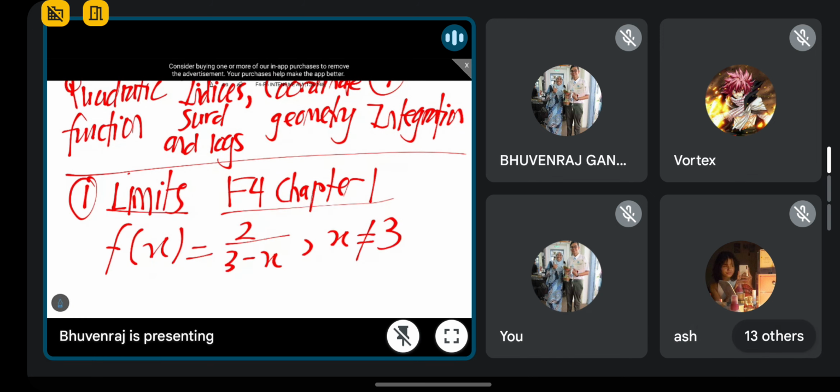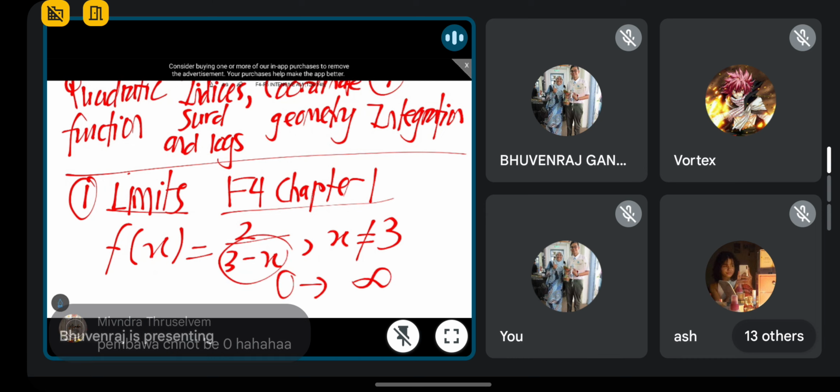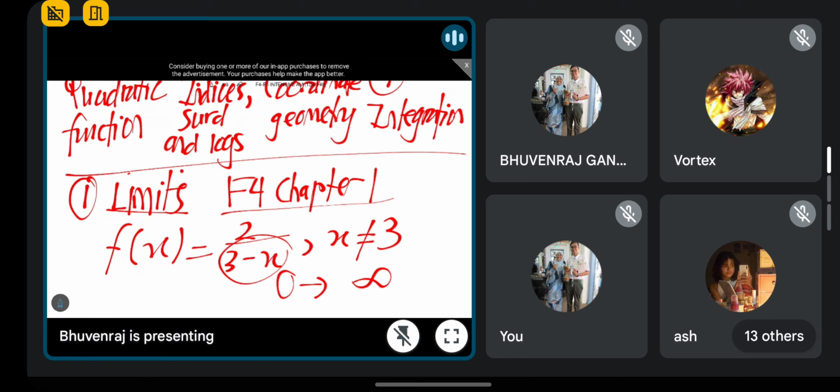Okay, because if you take 3 minus 3, the denominator is 0, which means infinity. Okay, guys? So for the limit, yes, the denominator cannot be 0. Very good. So the idea to master this subtopic is you must make sure your denominator cannot be 0. This is the point I want to highlight over here. Your denominator for the fraction cannot be 0 for this chapter. So this is the concept.